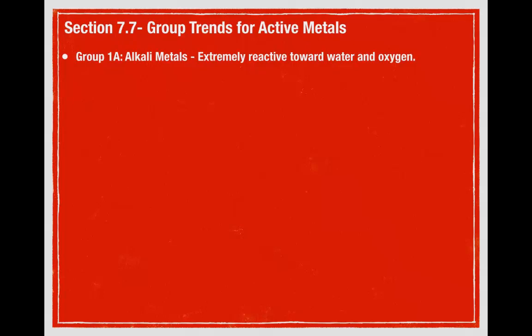And the reason why is because they have very low ionization energies, meaning they are very much willing to give up their electron, and so therefore it is extremely easy for them to react. Group 2A are your alkaline earth metals. They are not as reactive as alkali metals, but they are still very reactive.